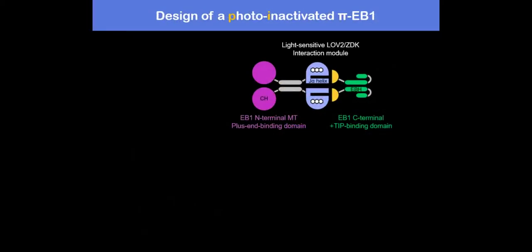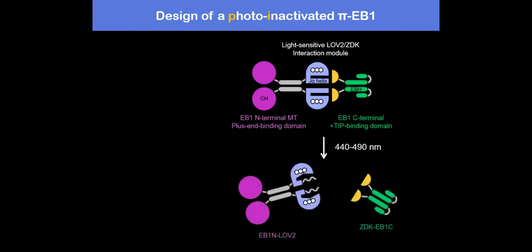To generate a photo-inactivated EB1 variant that we named PI-EB1 and that could replace EB1's function as a central plus-tip complex organizer in the dark, we inserted the LOV2 Zdk module between the EB1 N and C-terminal domains with the expectation that blue light would result in dissociation of the plus-tip adapter from the microtubule binding domain, resulting in disassembly of the plus-tip complex at growing microtubule ends.